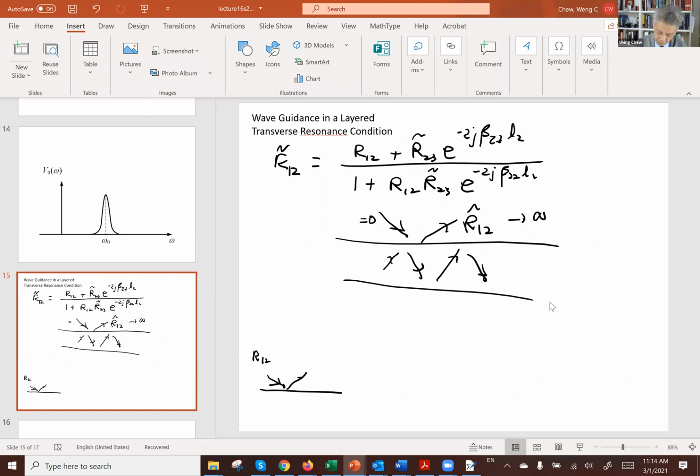This would be zero. Okay, the incident wave would be zero. And yet there is a wave bouncing around, giving rise to a reflected signal. That is what it means when this thing is infinite in value. It says that you need no incident wave to generate the reflected wave. And we saw this in the plasma resonance condition. Okay, this would also happen inside the layered medium. It happens when the denominator is equal to 0.